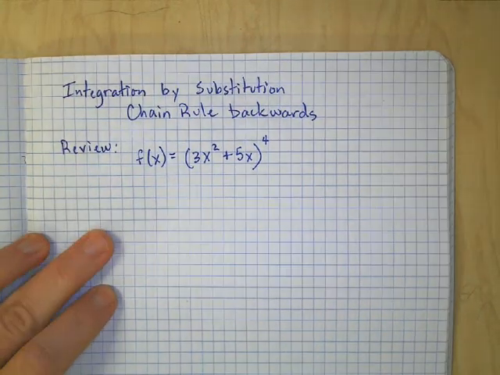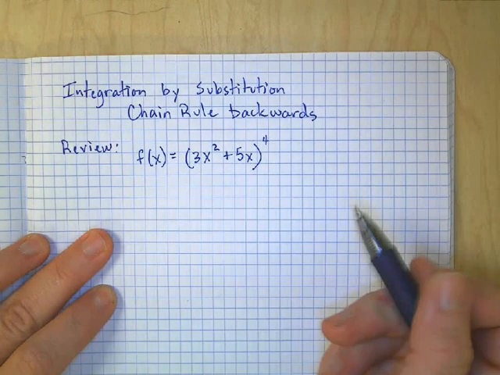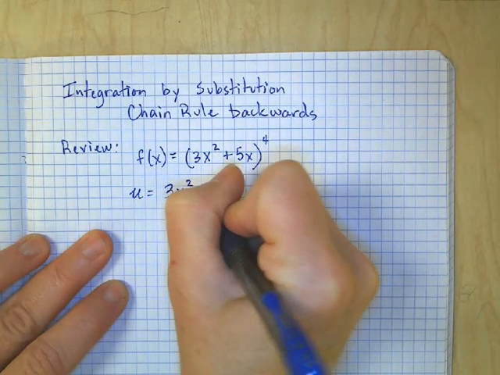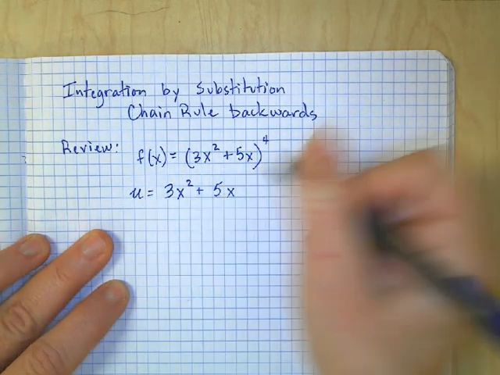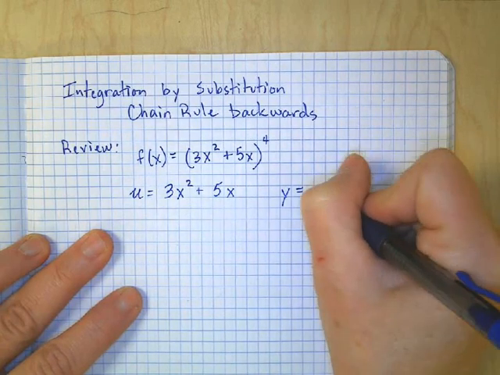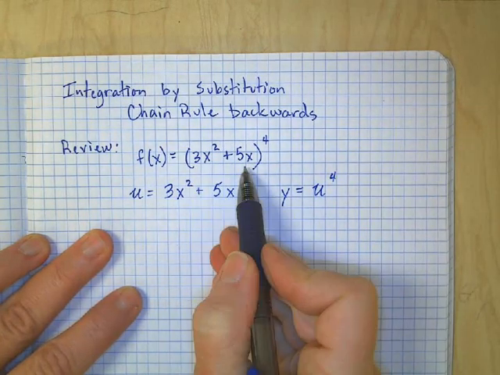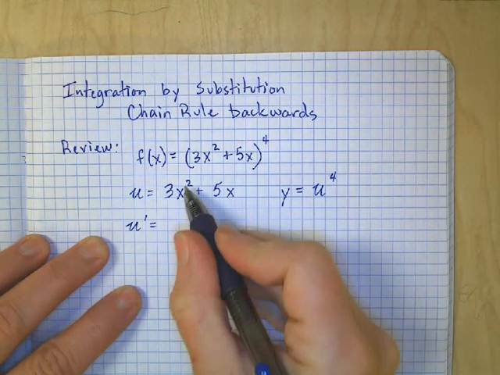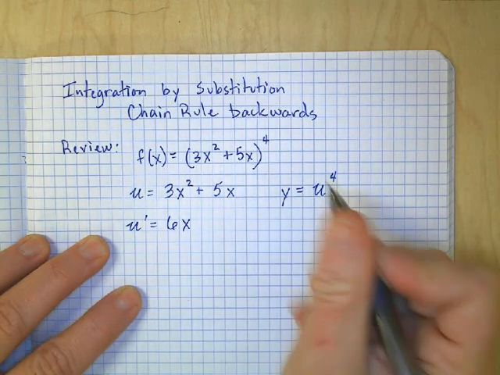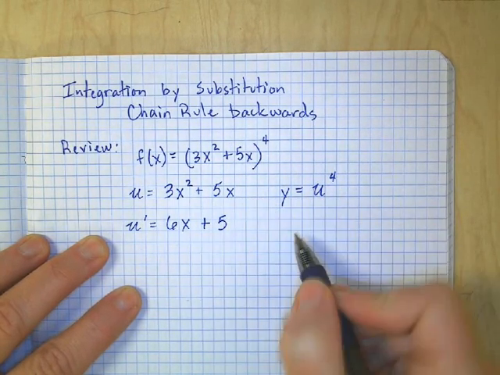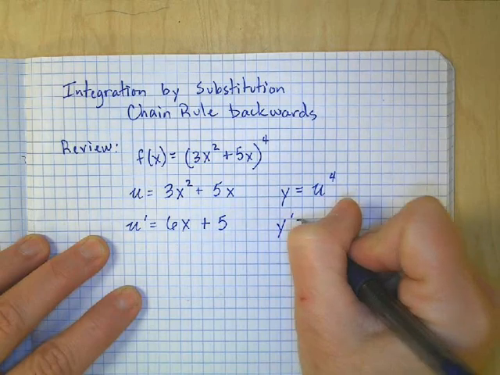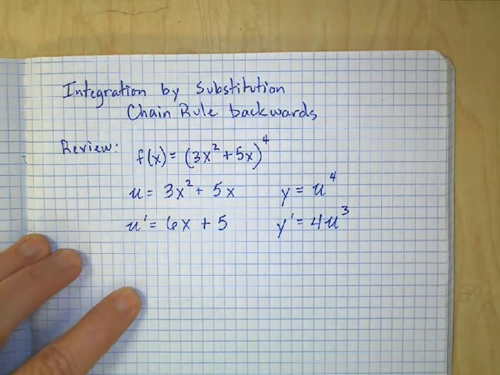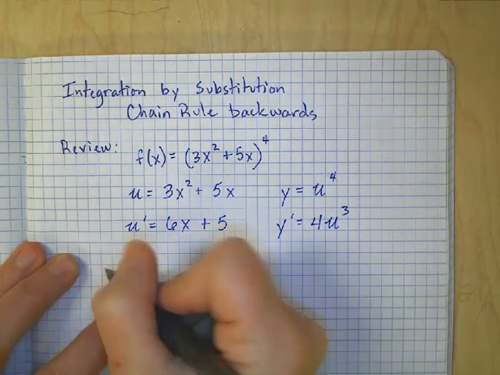So I'm going to let u be equal to 3x squared plus 5x. Therefore, y is equal to u to the fourth, because all of this becomes u, so u to the fourth. Then I take the derivative of each of those. 2 times 3 is 6, so I get 6x plus 5. And the derivative over here, 4 comes down in front, subtract 1 from the exponent. Then the chain rule says I just multiply the derivatives together.